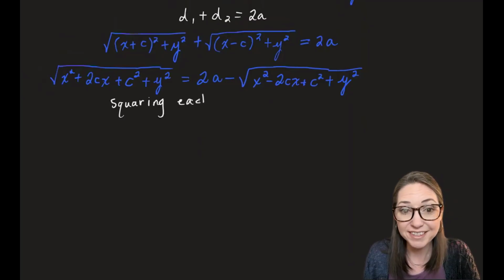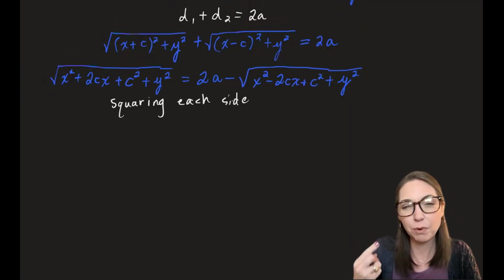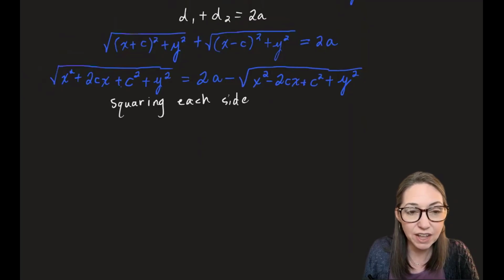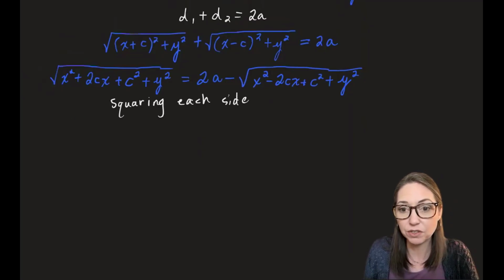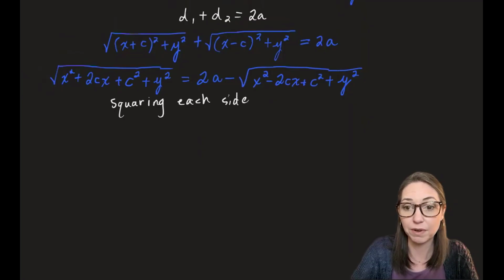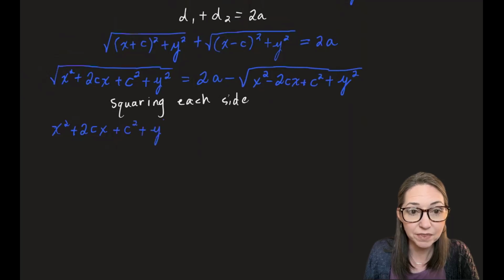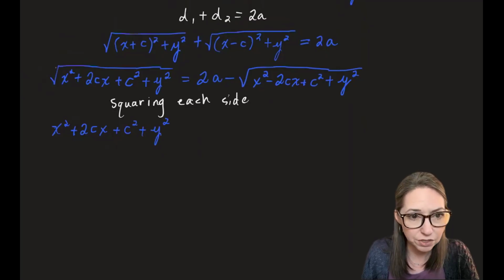What you should do is pause this video and try this on your own. I'm going to assume you're comfortable with enough algebra for me to skip a few steps here. If I square the entire left side, the square root is going to go away, and we get just x squared plus 2cx plus c squared plus y squared.